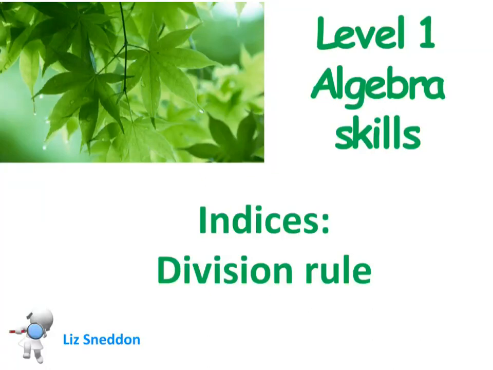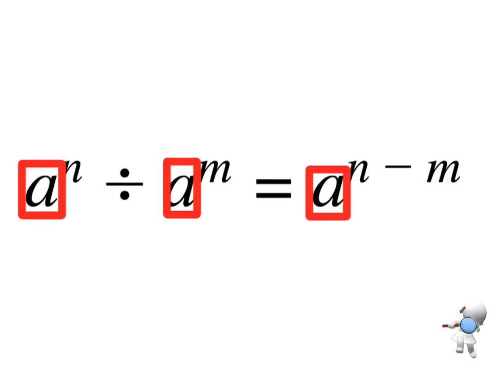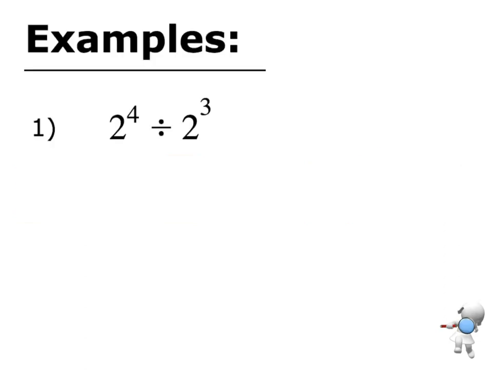Let's have a look at indices using the division rule. So here is our division rule, and it tells us if the base is the same, base A, then I can combine them together using this rule. So the base has to be the same. And if I've got something to the power of n divided by something to the power of m, then I am going to subtract those two powers. So let's have a look.